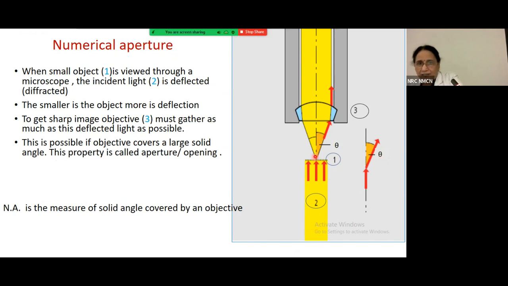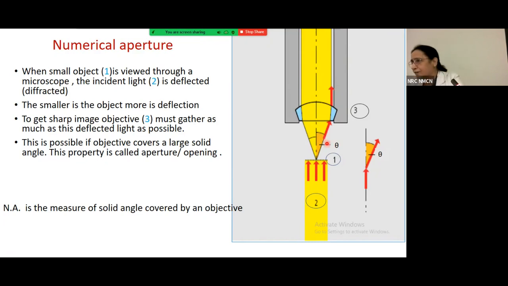So coming to another point, that is numerical aperture. When a small object is viewed through a microscope, the incident light is deflected or diffracted. The smaller the object, the more the deflection. So to get a sharp image, the objective must gather as much of the deflected light as possible. This is possible if the objective covers a large solid angle.